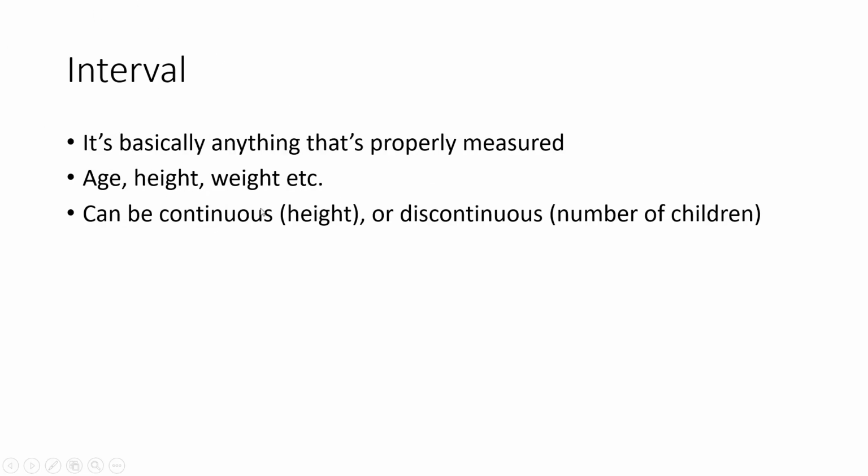Then there's interval data, which is basically all of the proper measurements. This is age, height, weight, how many miles per hour were you going over the speed limit when the policeman caught you.